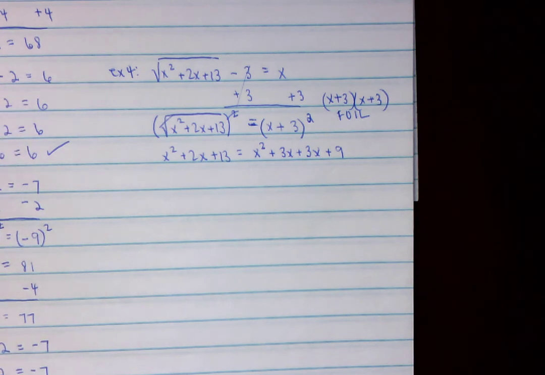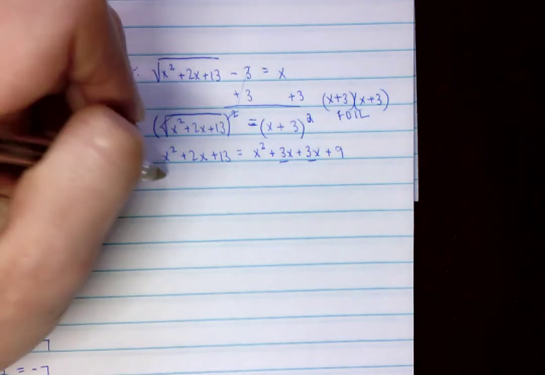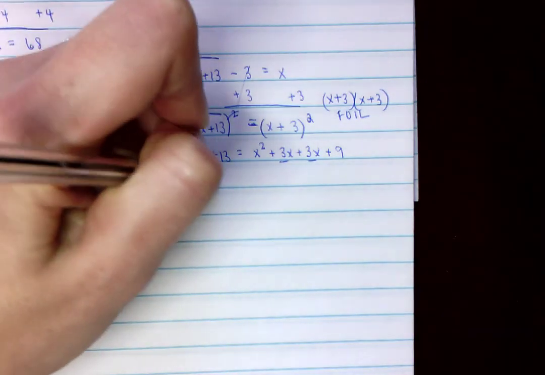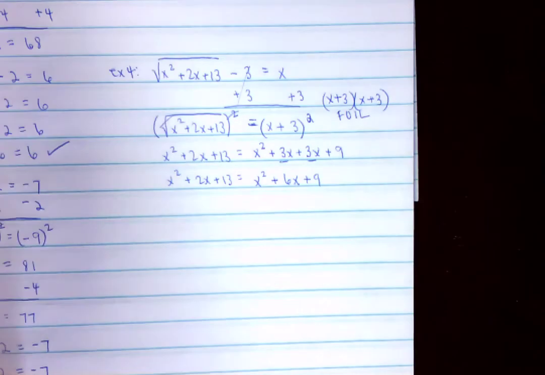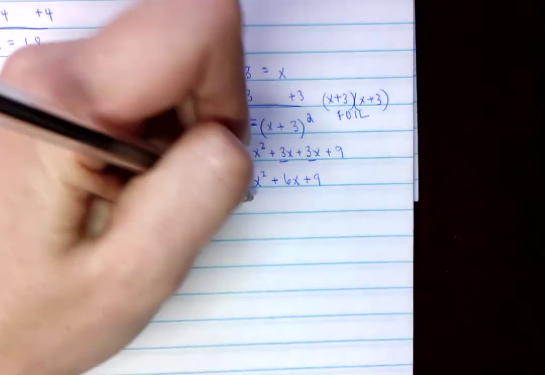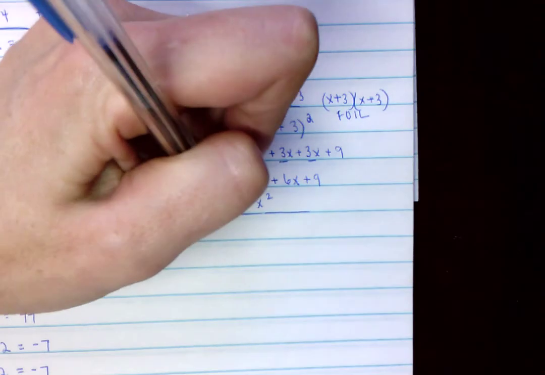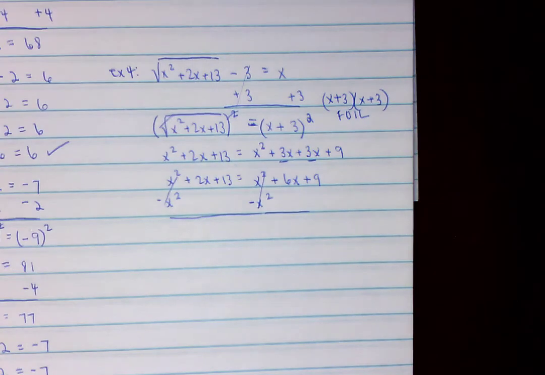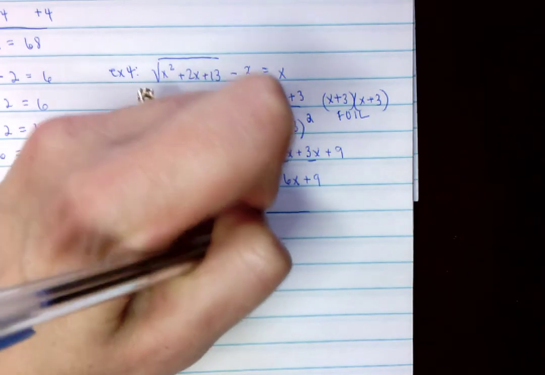And so after this, we want to try to combine the like terms. So we'll have x squared plus 2x plus 13 equals x squared plus 6x plus 9. And then we're going to try to solve for x. Now let's try to get everything on the left side. So if I do that, I'm going to subtract the x squared from both sides. And those all cancel, which is great. So now I have 2x plus 13 equals 6x plus 9.